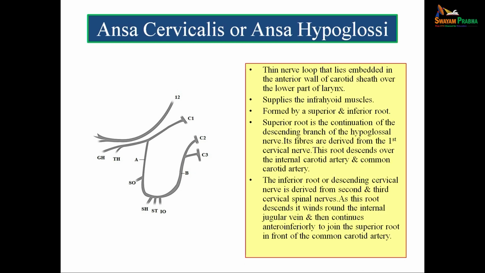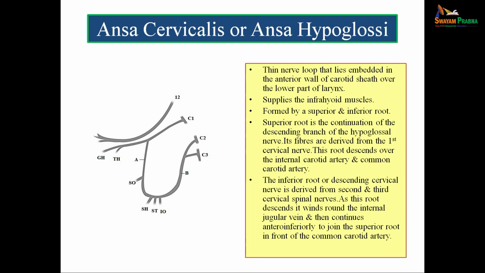Now, we come to the ansa cervicalis or ansa hypoglossi. Now, what is the ansa cervicalis? It is a nerve loop. As you can see in the figure, it is formed by C1, C2 and C3. So, C1 gives rise to the superior root of the ansa cervicalis, that is marked by A in the figure, while C2 and C3 give rise to the inferior root of the ansa cervicalis, that is marked by B in the figure, and inferiorly you can see the loop of the ansa cervicalis.